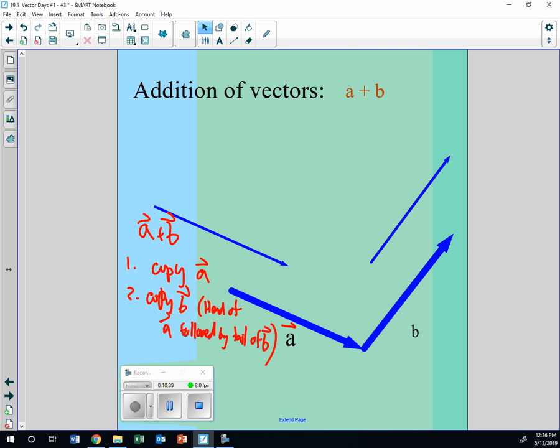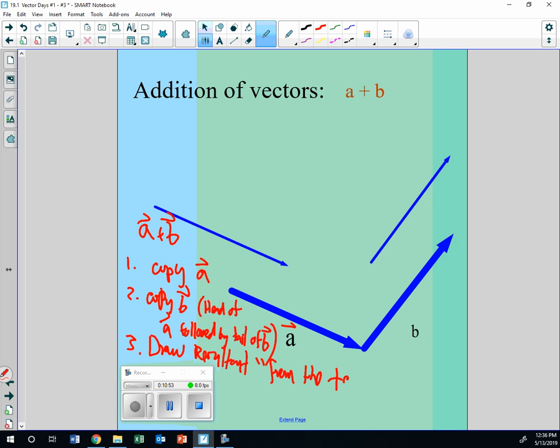To get the answer, you have to do step 3, which is draw the resultant. Okay? From the tail of the first to the head of the last. The head of the last.